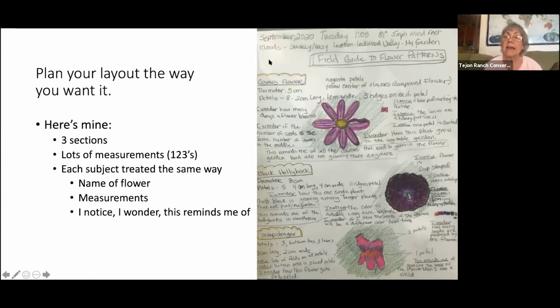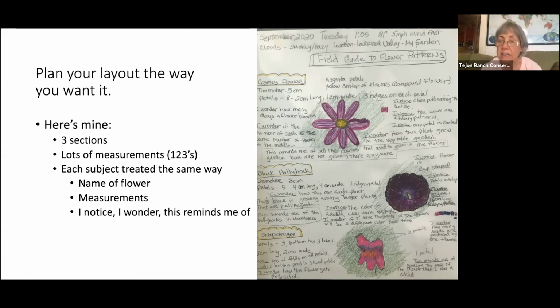Then I boxed the names of the 3 flowers that I did, and I boxed them exactly the same. In fact, I used a little yellow pen to brighten it up a little bit, and again, exactly the same. So I really distinctively made 3 different sections. I start out by doing some of my 1, 2, 3s. So you'll see diameters 5 centimeters, the petals, there are 8, and they're 2 centimeters long and 1 centimeter wide. So I did my measurements right away.